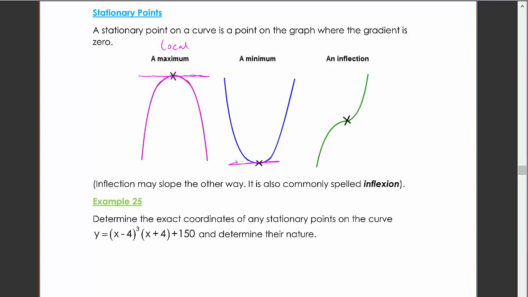Minimum points on a curve. And both of those are useful for something called optimization. You might want to minimize costs or maximize profits. You also get these inflection points where the gradient is zero as well. In the diagram, it's spelt with a CT. You can spell it with an X as well, and I tend to go for the X version.